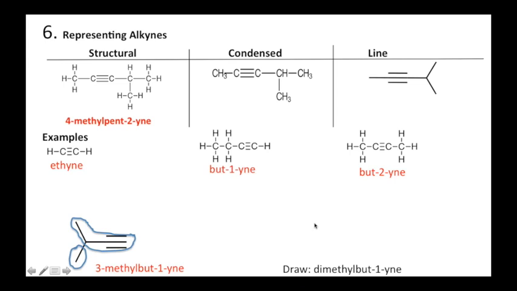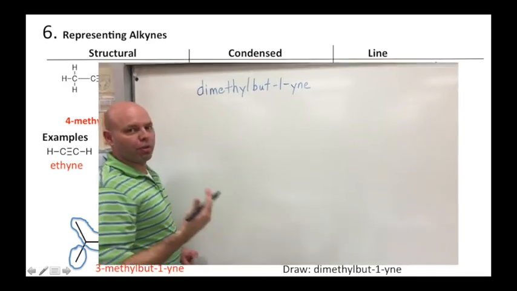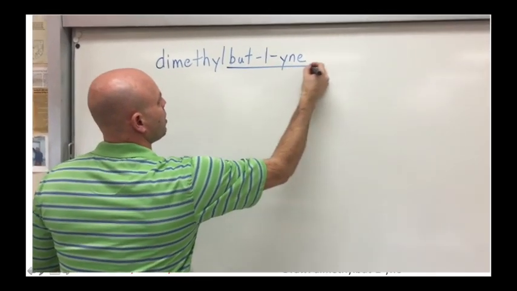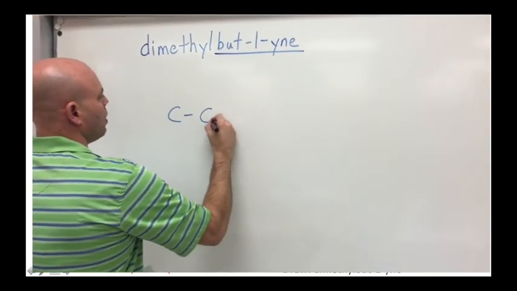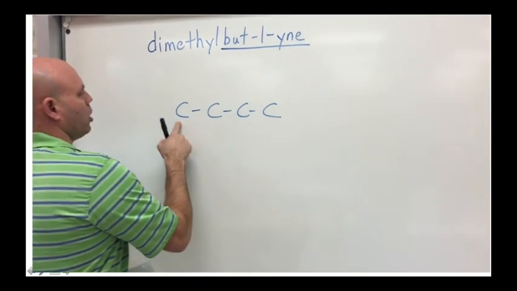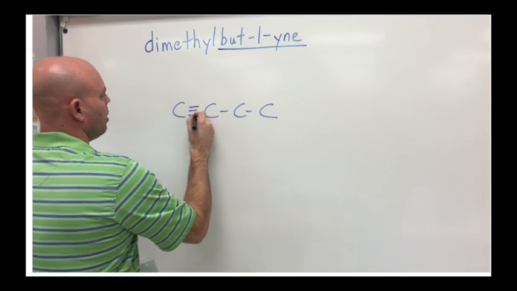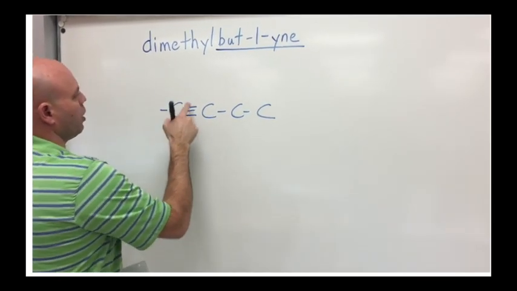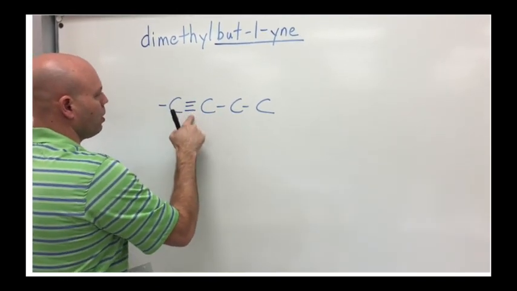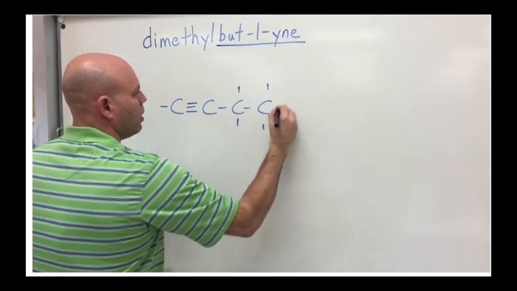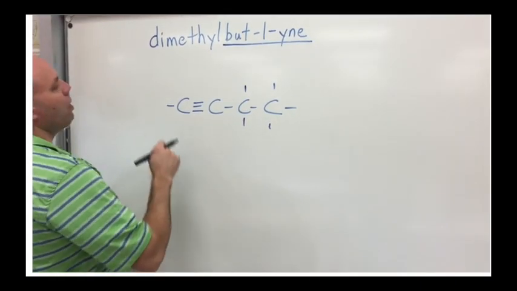draw. Go ahead. Okay, so we want to draw dimethyl but-1-yne. So the first thing is, let's just identify the parent, but-1-yne. So I'm going to draw 4 carbons. Let's say that's carbon number 1. Attached to carbon number 1 is the triple bond. Now, remember, you can only have 4 bonds around a carbon. 1, 2, 3, 4. 1, 2, 3, 4. There. So there's but-1-yne.